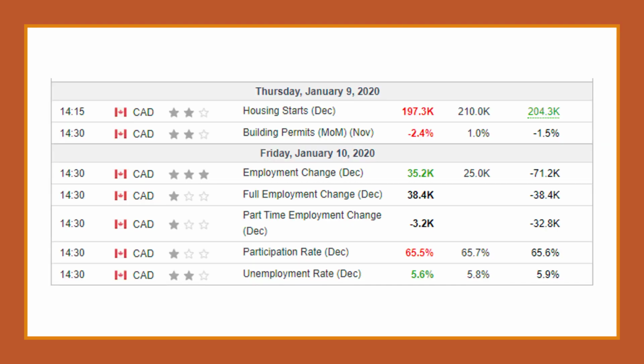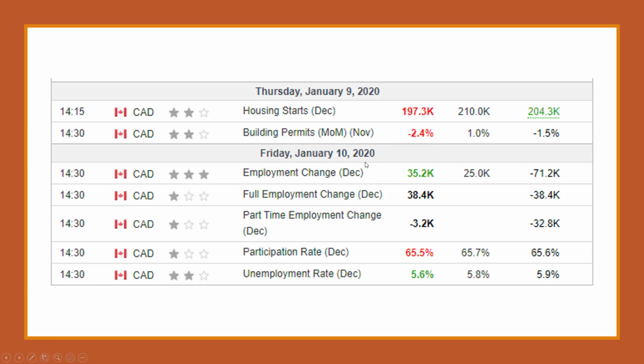Then we get to the housing starts data. This is in January now. So we get to housing starts. We came in at 197.3k. It's a bit of a miss on expectations again, but it's not a massive miss. So not too concerning. And building permits have again fallen. So that's maybe a little concerning.